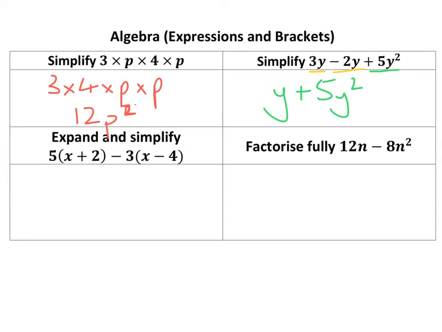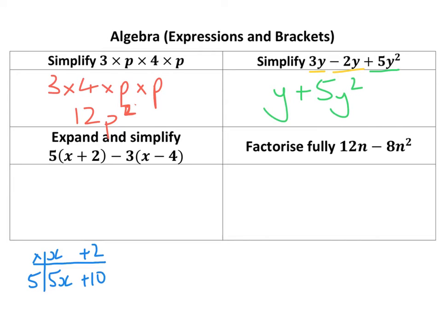Now then, go to blue this time. Now then, expand and simplify. So expand and simplify means multiply out. Now you've got to be quite careful here. If you're not very confident at this, it is worth doing it like this. So 5 times x is 5x, 5 times 2 is 10.